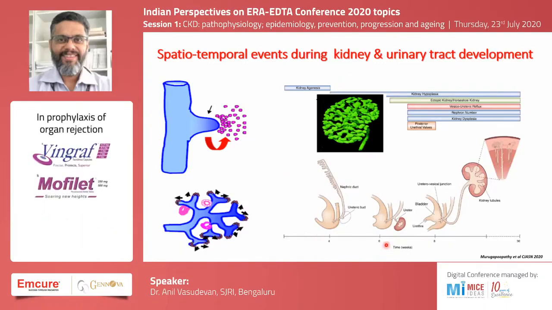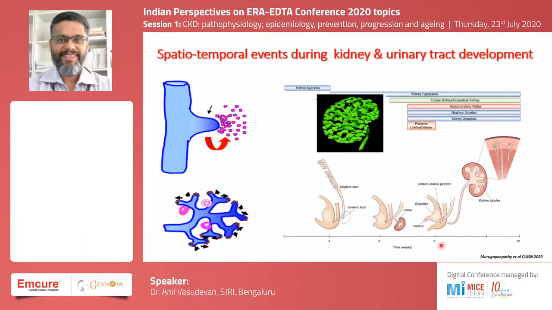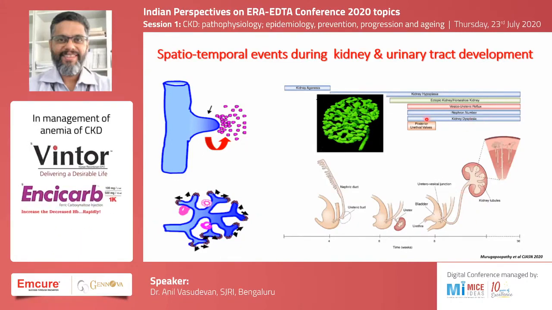So if you have an insult in the early gestation, it's more likely to be agenesis or severe hypoplasia, and if it is in the later half of gestation, you could have more of the outflow tract abnormality, which coexists with varying degrees of kidney hypoplasia and dysplasia.